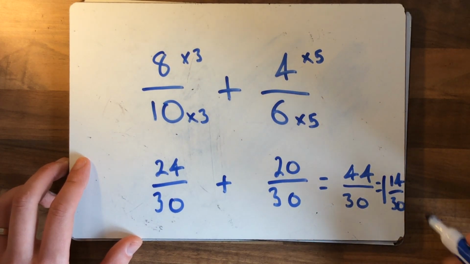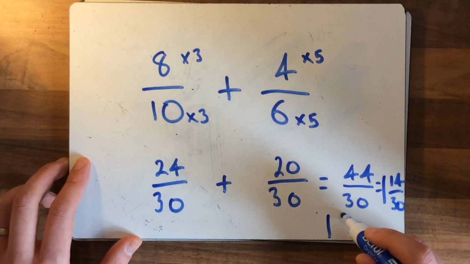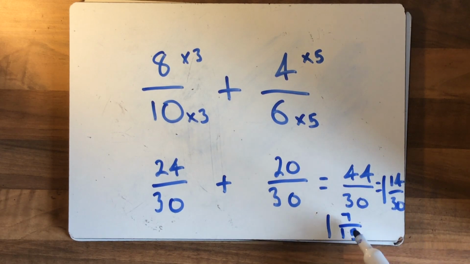This can be simplified further by using that halving method. So the 1 will stay the same. Let's halve 14 to 7. Let's halve 30 to 15. So these 3 answers are all identical to each other.